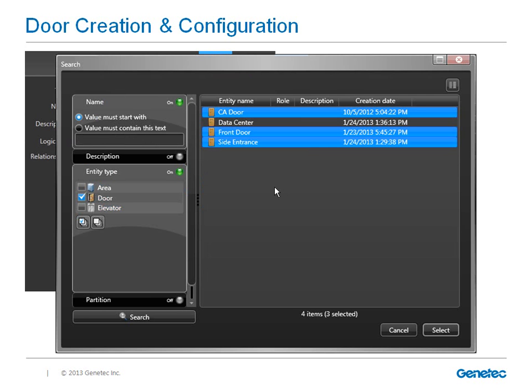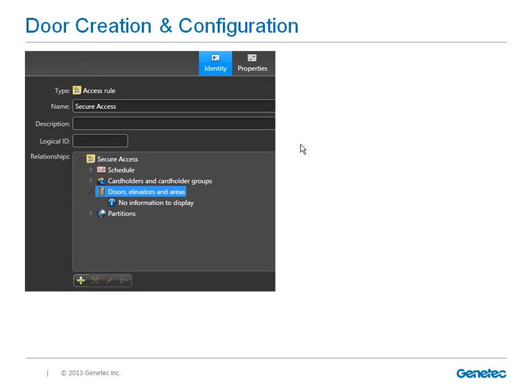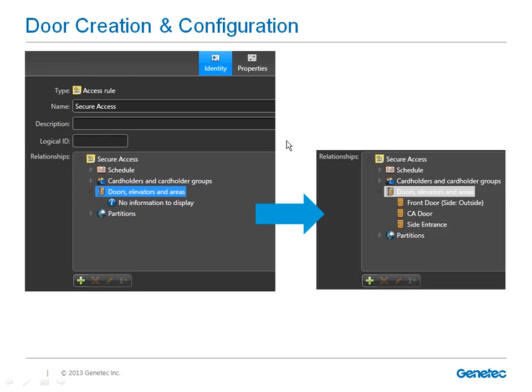When you click on it, you can search for an area, door, or elevator. As with other searches, we can specify the entity type, search for a specific entity name or description, or turn on other filters to narrow our search. You can use the Shift or the Control key to click on multiple entities, and hit the Select button when you have chosen the entities you want to add. If you have the doors, elevators, and areas relationship expanded, you'll now see the entities that were added listed there.